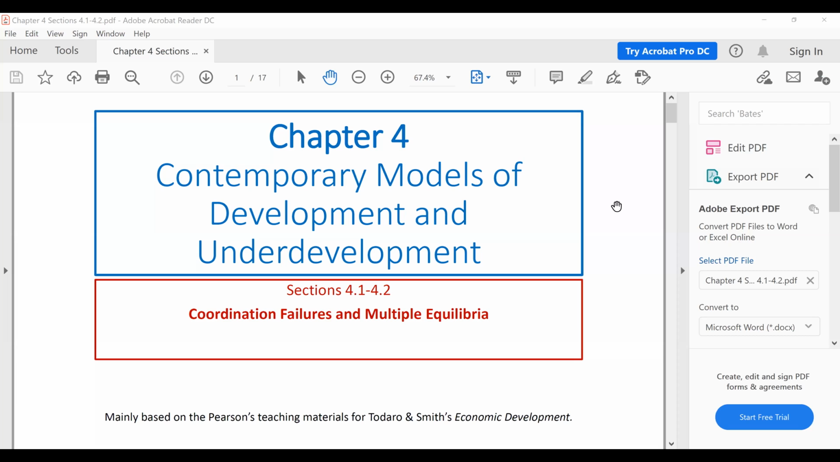So we're going to look at two sections today, section 4.1 and section 4.2. These are about coordination failures and multiple equilibria. So we want to get a good sense of these notions, because we're going to use them in discussing and conceptualizing some contemporary models of economic development. Okay.